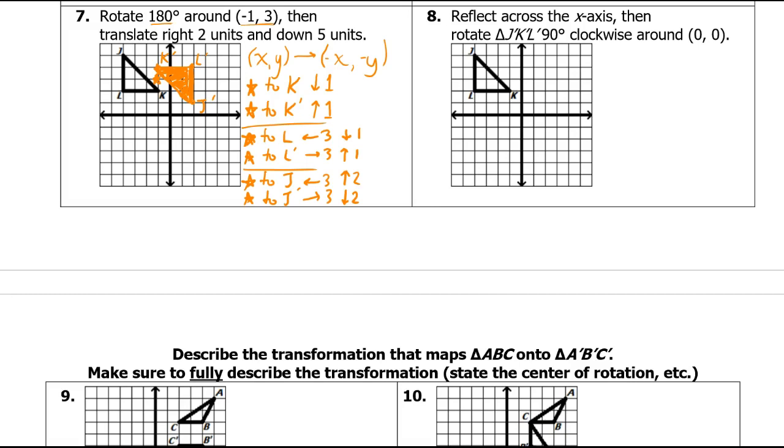Then they asked me to take that and translate it right 2 units and down 5 units. I'm going to do this one in blue for my final answer. So, as we did up in number 1, I'm just going to take each vertex and do what it tells me. Translate right 2 units and down 1, 2, 3, 4, 5. So there's J double prime. For L, right 2 and down 5. So L prime is now L double prime. And K, right 2 and down 5, K prime, is now K double prime.